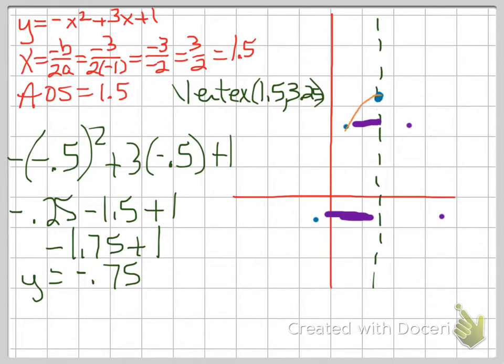And now let's draw our lines here. There we go. And so now that's our graph for y equals negative x squared plus 3x plus 1. And that was all you needed to do for that equation. That's all I'm going to do on that section. Let's go to the next section here.